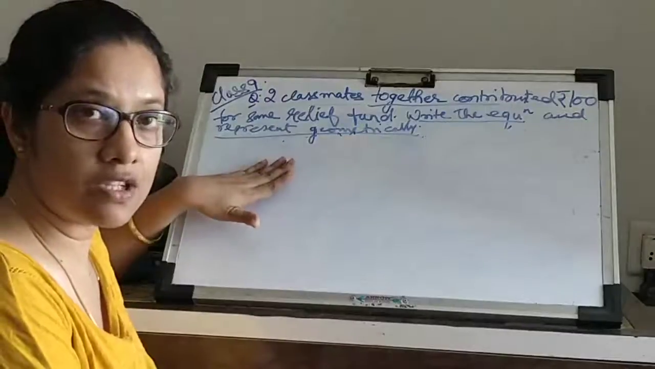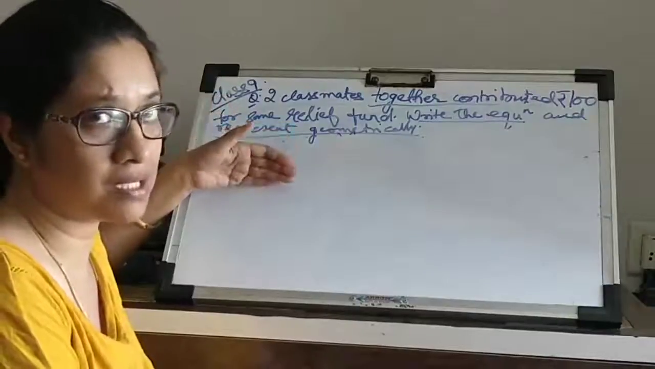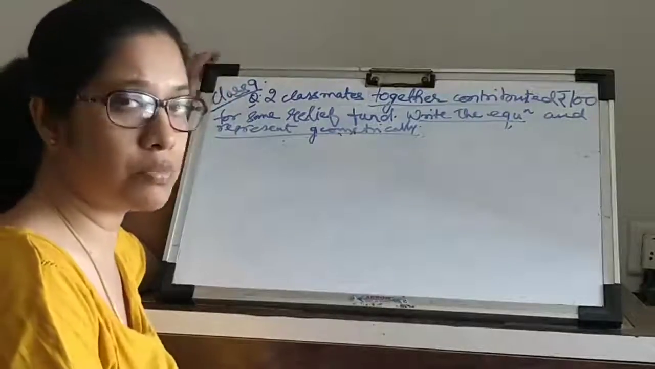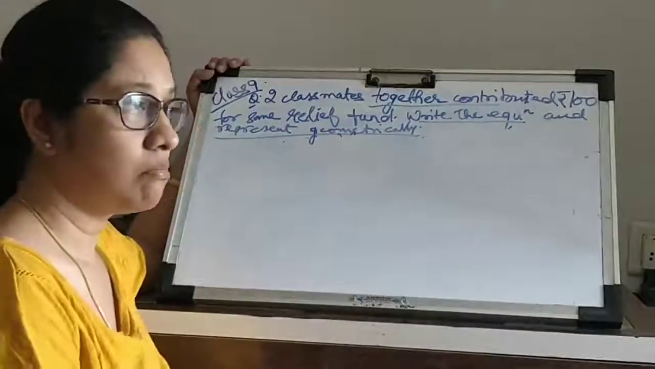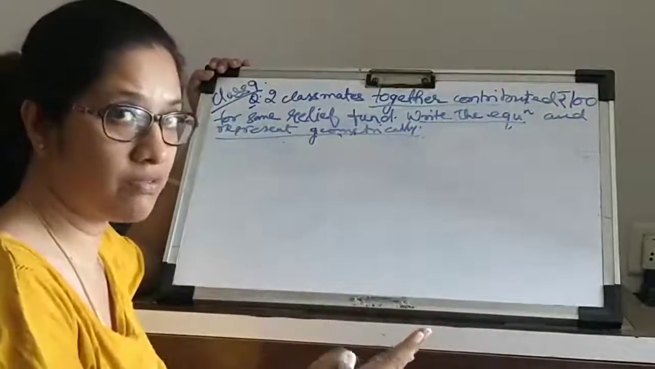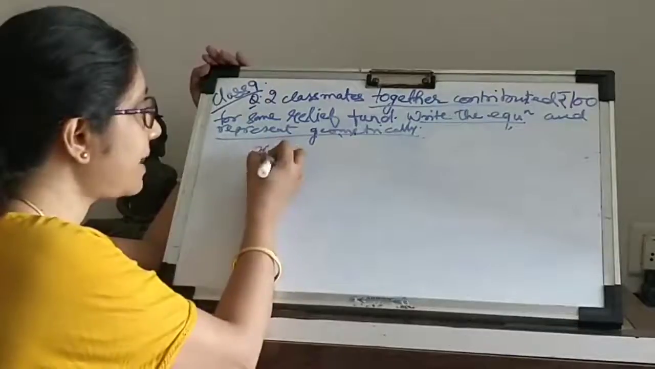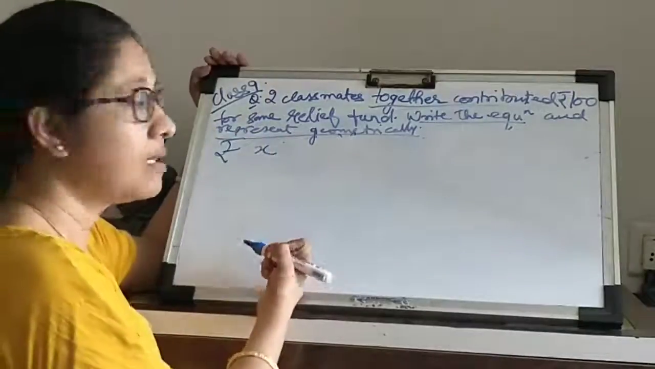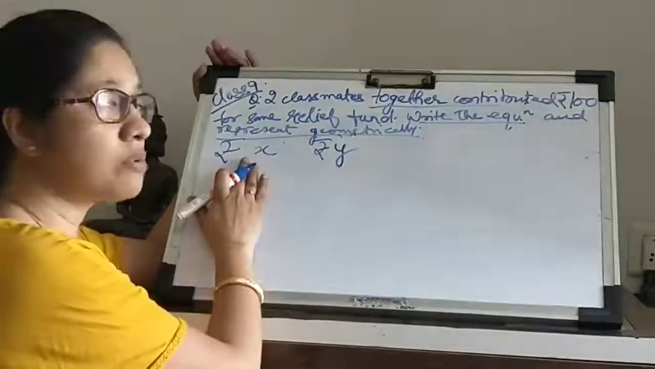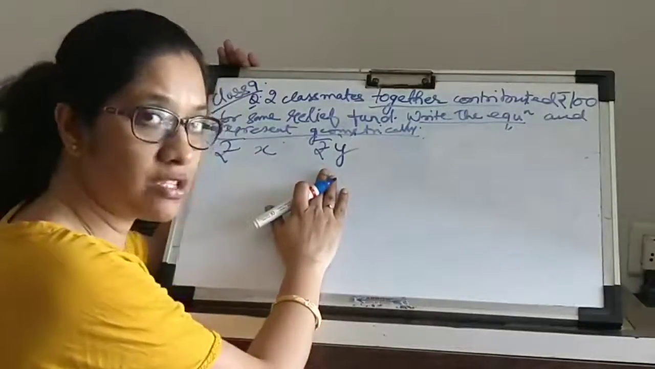And how do we make the linear equation? Simply transform the given statement, the word problem, into a mathematical equation. So what is the word problem given to us? Two classmates together contribute ₹100. So what are the two variables that come to my head? Contributions made by each of the friends. So let the first contribution be ₹X, and let the other contribution be ₹Y. The contribution made by friend 1 is ₹X. The contribution made by the second friend is ₹Y.